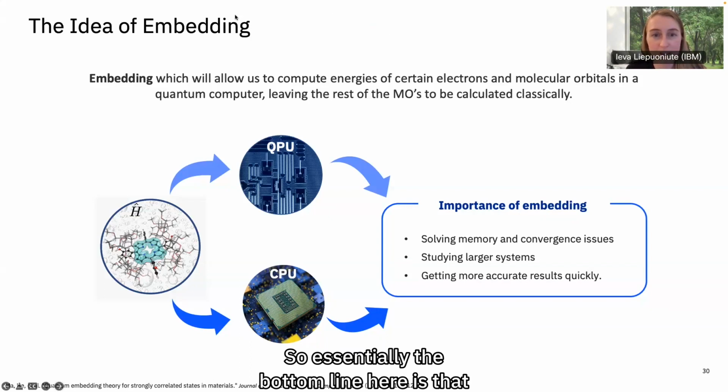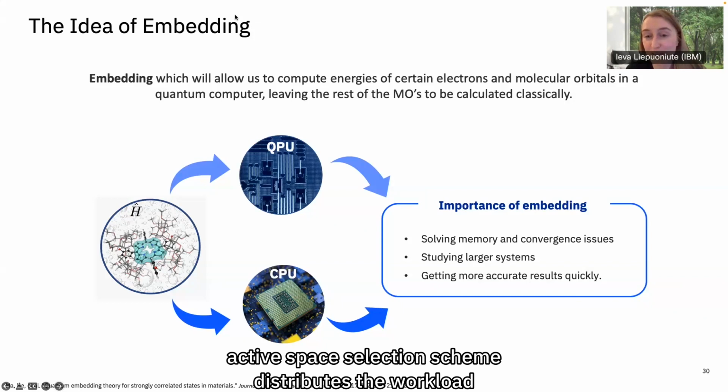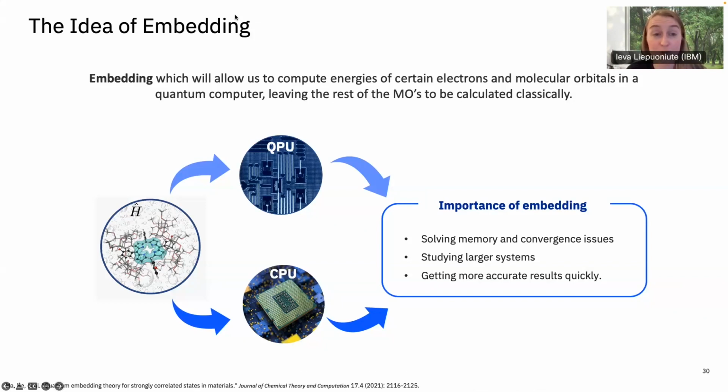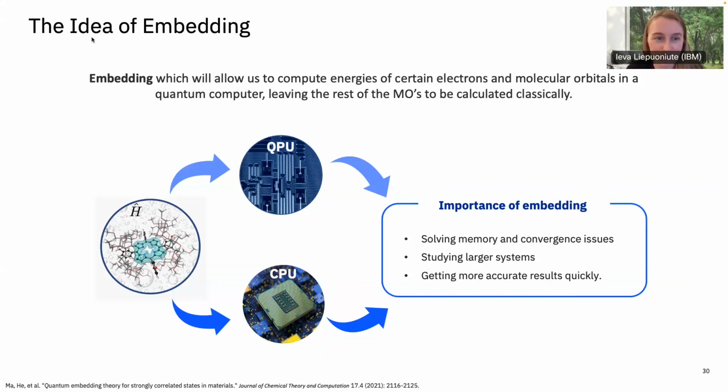Essentially, the bottom line here is that the active space selection scheme distributes the workload between classical and quantum computers, and that really allows us to do our calculations in a much more efficient way.